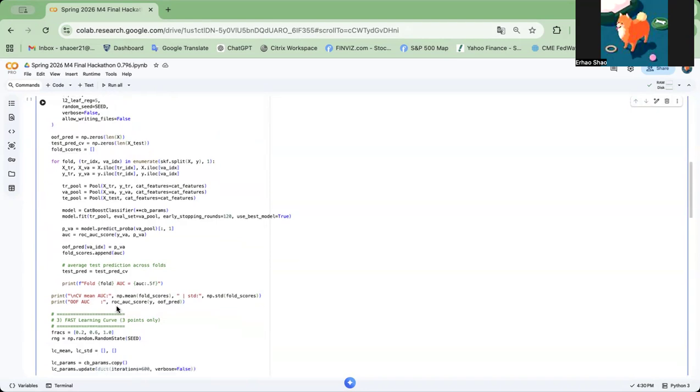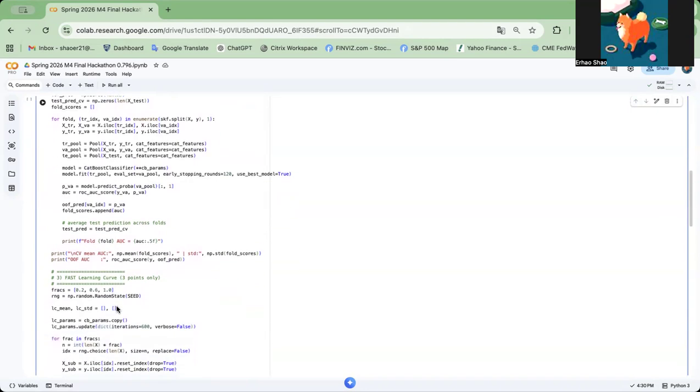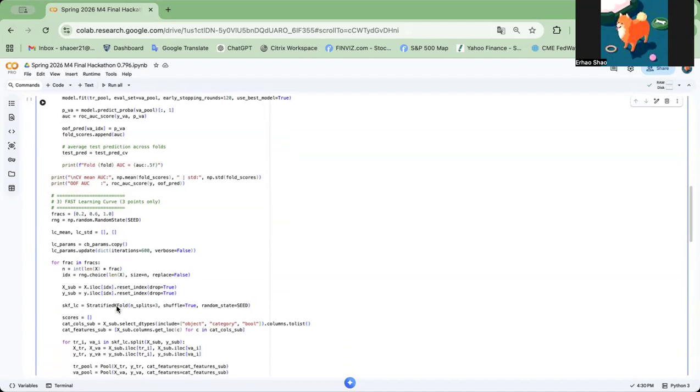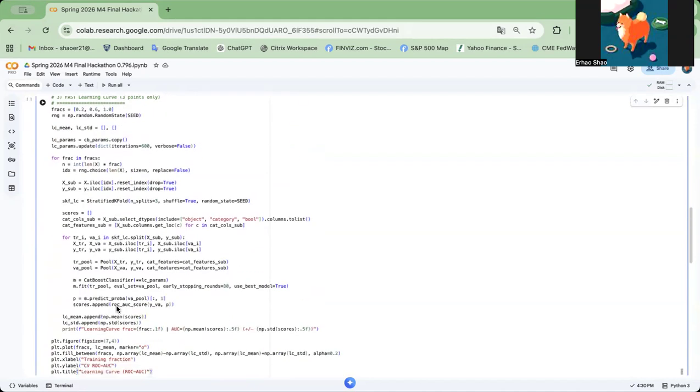I evaluate the performance using ROC AUC, which is more appropriate than accuracy for imbalanced datasets. Then the full training after validation. So after validating the performance through cross-validation, I retrain the model on the full dataset before generating the final test prediction. So this ensures the model uses all the available information.